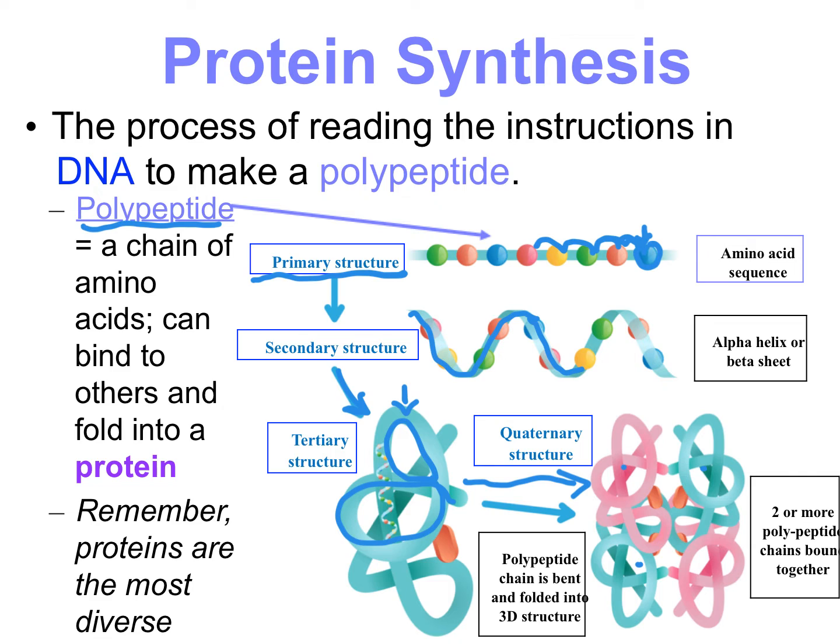And remember that the form or the shape of the protein is its function. Its shape is going to determine what it does. For this lesson, for protein synthesis, we're going to be talking about this guy right here, the polypeptide chain amino acid sequence, and what goes on to make that protein.